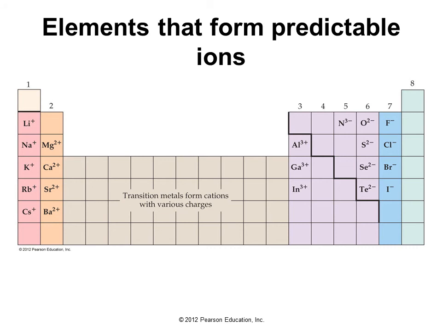Here are elements of the periodic table that have predictable charges. All these have +1, all these have +2, these have +3, and these in the upper level they have -3, -2, -1.